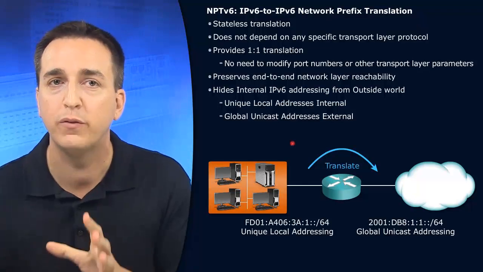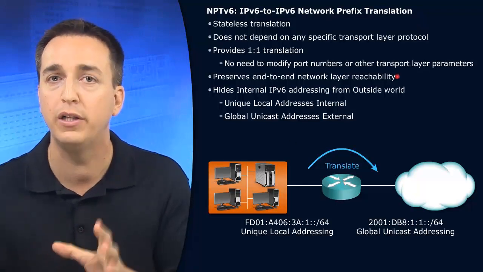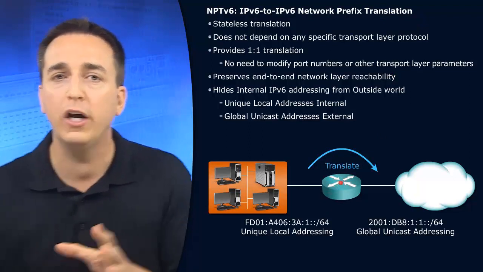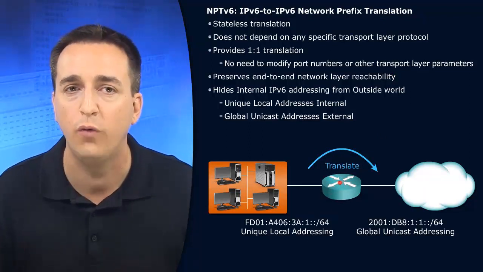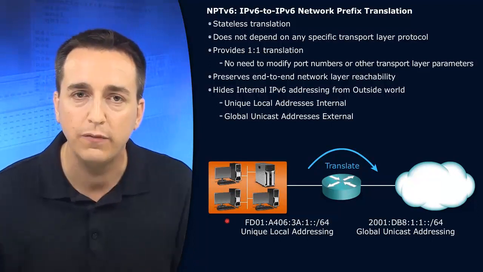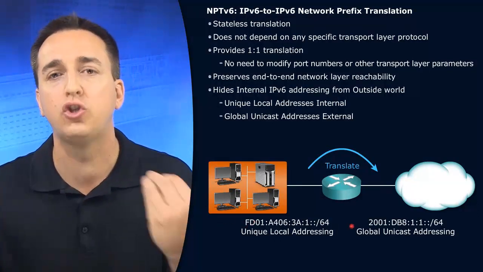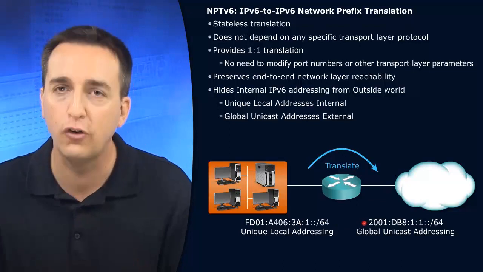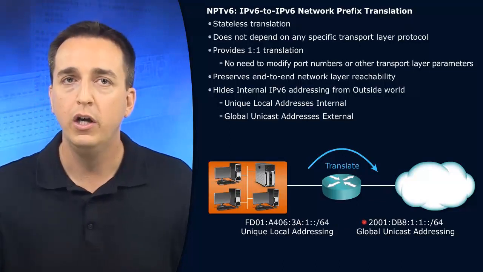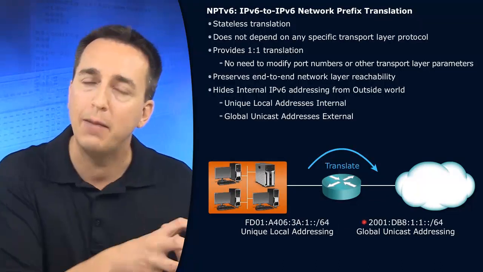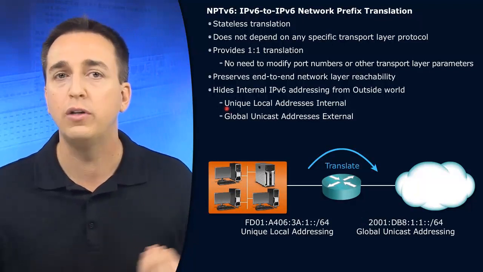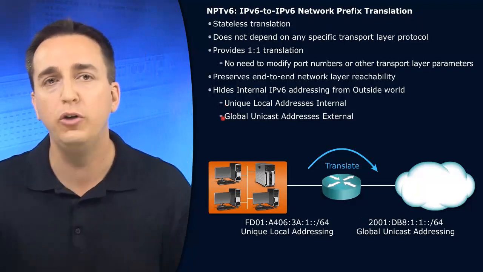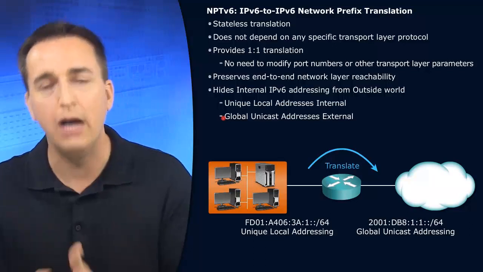Now it says it preserves end-to-end network layer reachability. Why? Because we are going to do one-to-one mappings here, just like static NAT for IPv4. We have a specific unique local address that's going to be translated to a specific global unicast address. So we can hide the internal IP addressing from the outside world in this case by using unique local addressing inside our network and global unicast addressing outside of our network.